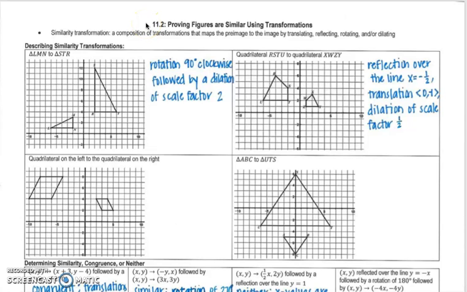Hey Geometry 2 students, Ms. Craft here. Today we're going to be looking at 11.2 notes, which is proving figures are similar using transformations.